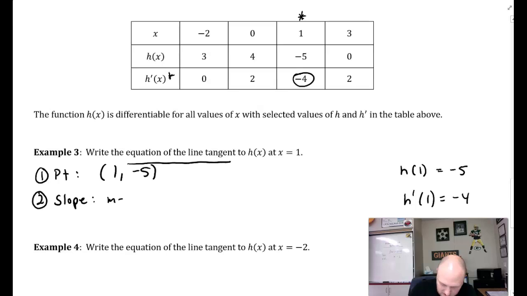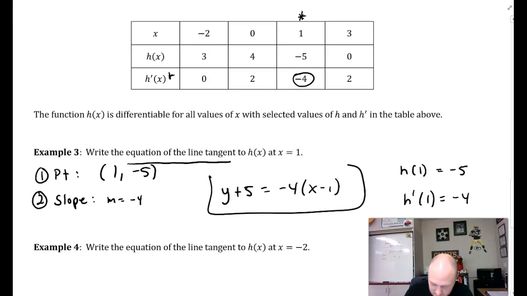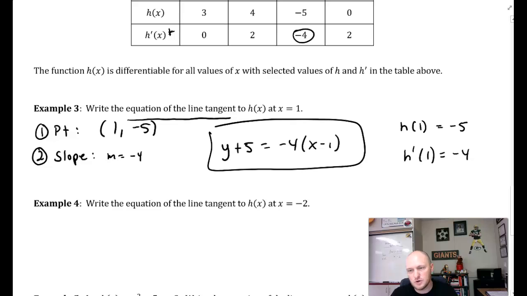So our slope is negative 4. Okay, so y plus 5 is equal to negative 4 times x minus 1. Done. Very straightforward, right? All you need are two things. Find two things and you're good.